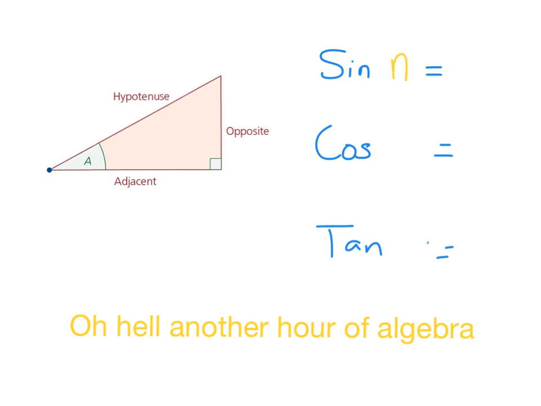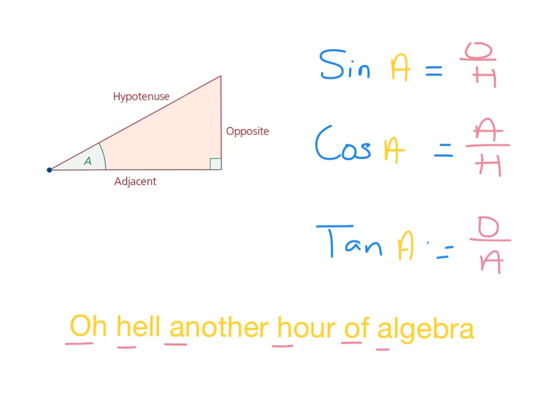So the sine of A is equal to O over H. The cos of A is equal to A over H, adjacent over hypotenuse. And the tan of A is equal to O over A. Now, hopefully you know what these words mean. The O stands for opposite, the H stands for hypotenuse. Cos of A stands for adjacent, H stands for hypotenuse, and so on. So you need to be able to write these out.